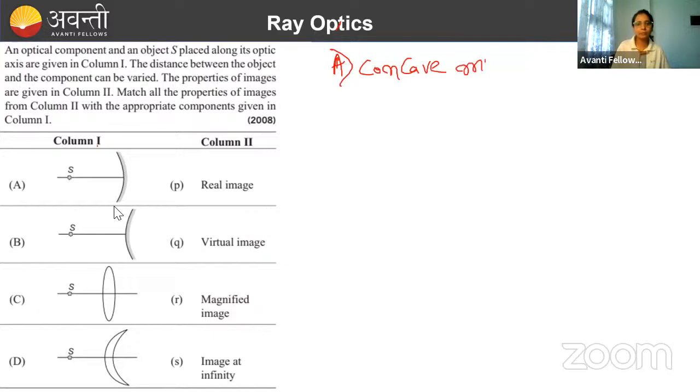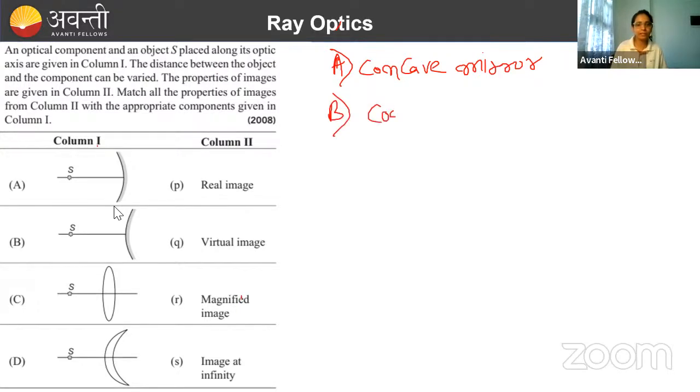In a concave mirror, we already know what sort of images it can form. It can form a real image. It can form a virtual image also when the object is in between focus and pole. Magnified image, yes. Image at infinity, yes, when the object is kept at the focal length. So A can match all the options. So the correct option for A will be P, Q, R, S, all. Done.